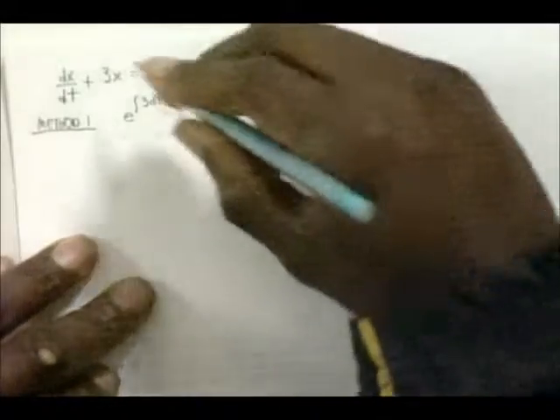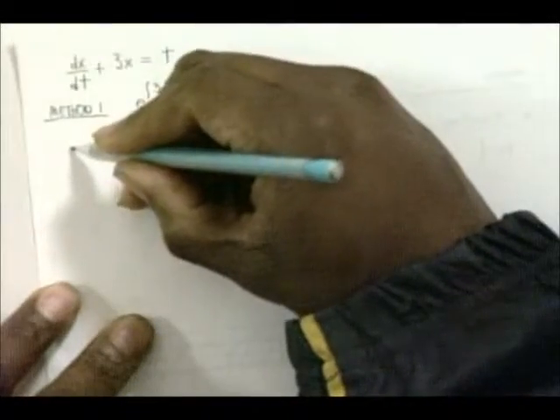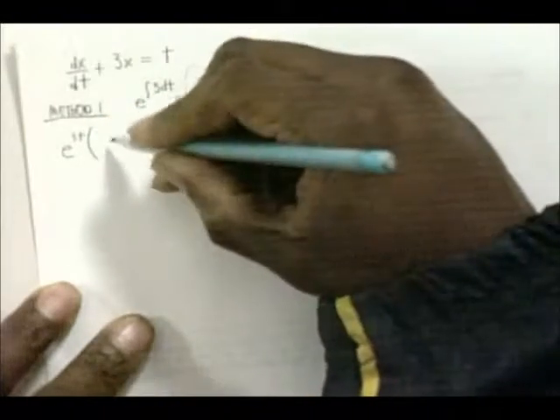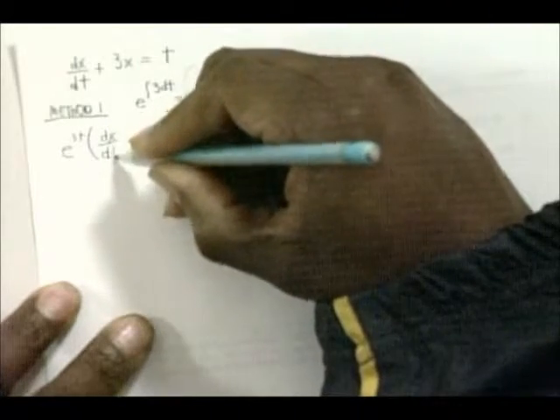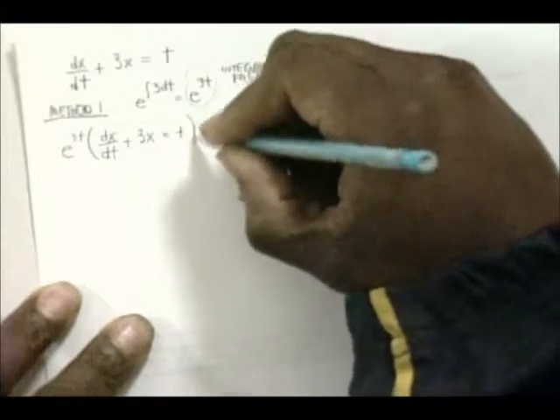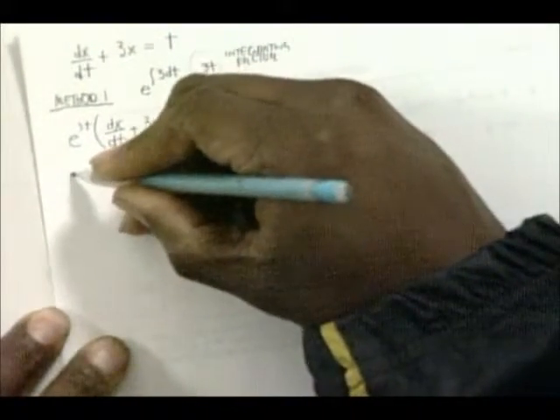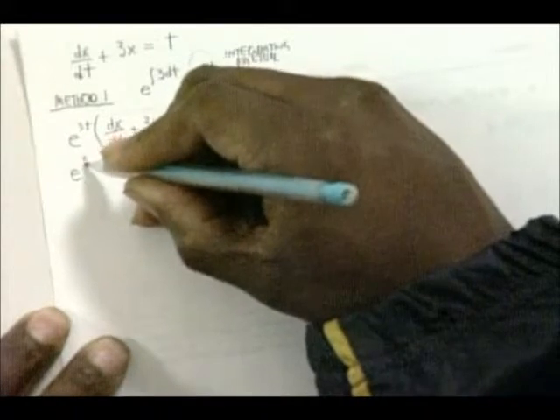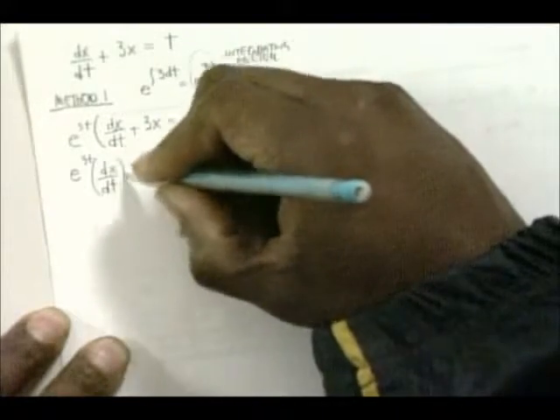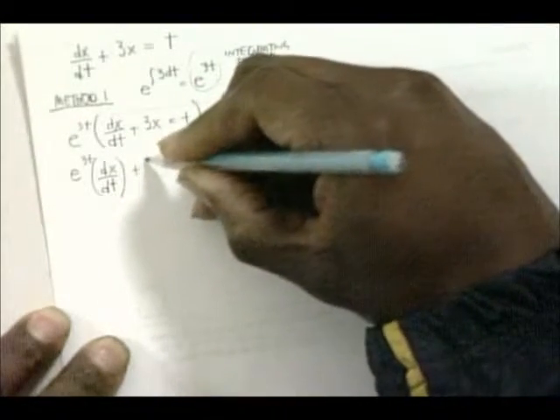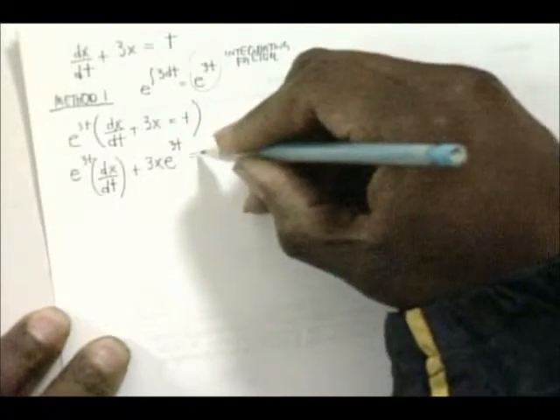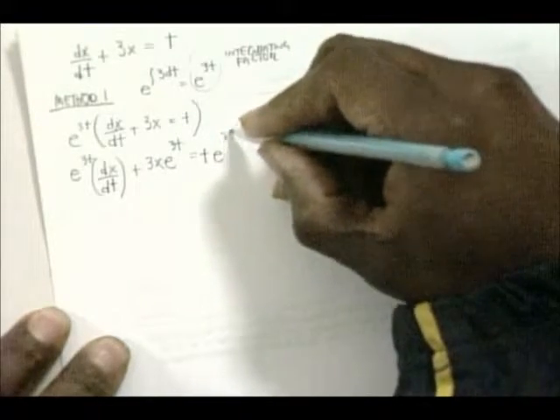Well, we're going to multiply that throughout the entire equation. So we got e to the 3t. Let's multiply that to the original problem, dx/dt plus 3x is equal to t. We end up with e to the 3t dx/dt, all right, multiply those two, plus 3x e to the 3t is equal to t e to the 3t.